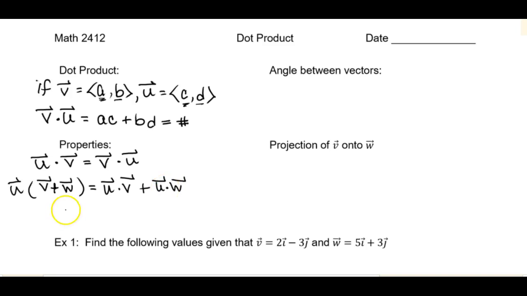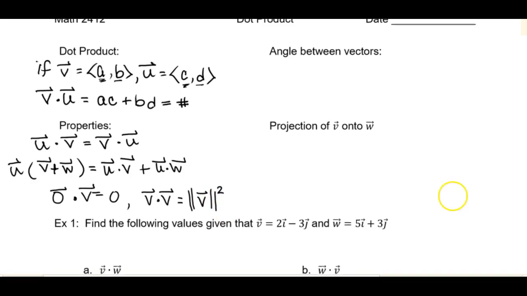And then lastly, if you have a zero vector and you dot it with any vector, then your answer is going to be the number 0. Another cool thing is that if you have vector v dot itself, that's actually going to give you the magnitude of vector v squared. So that's something very interesting as well.